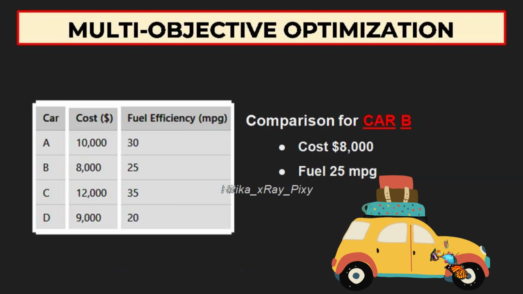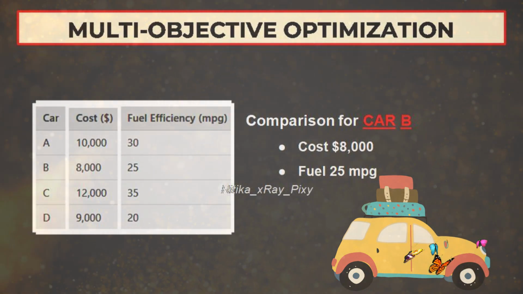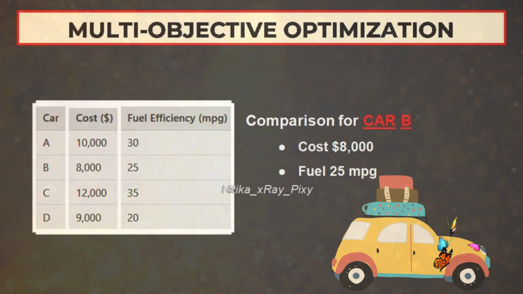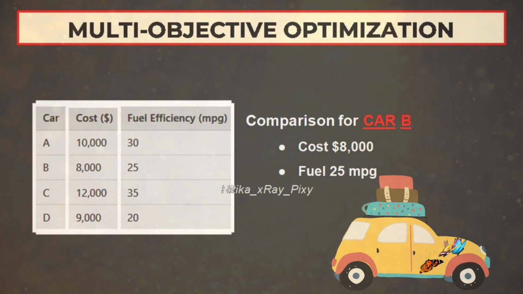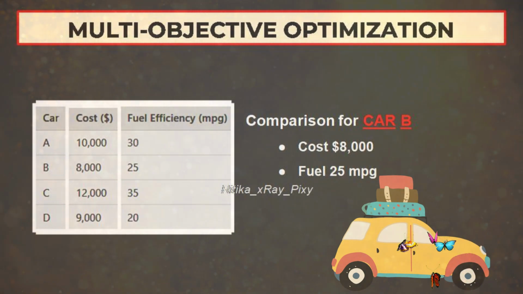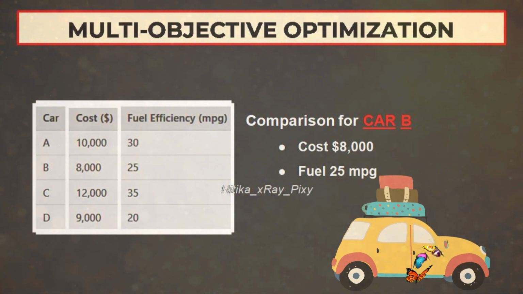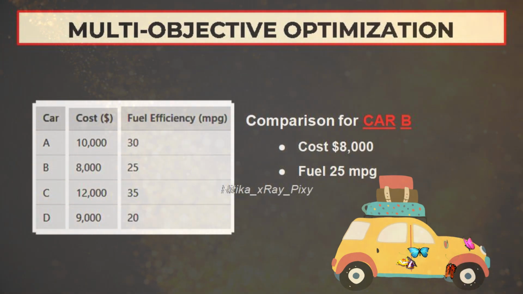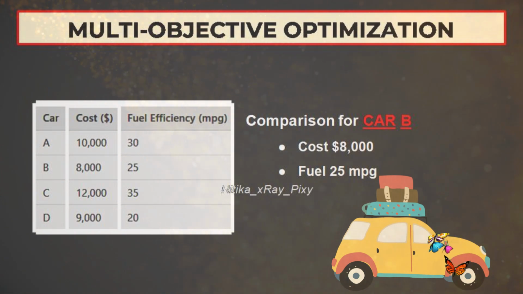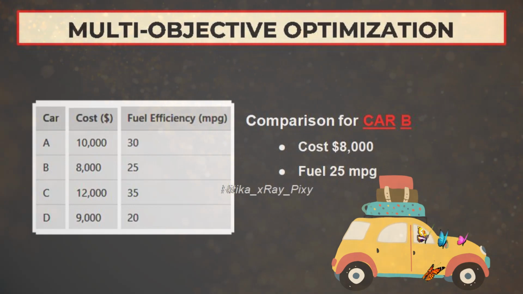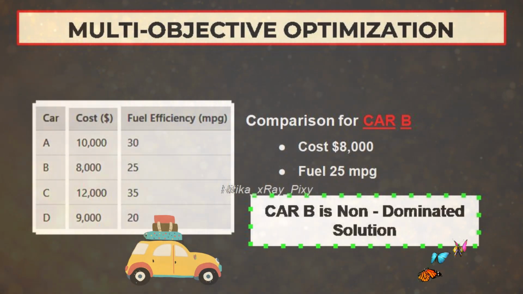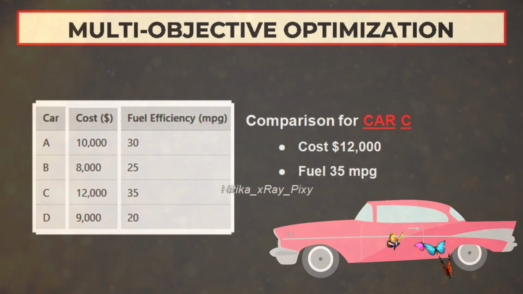Second, we have car B. Now we'll compare car B with the others. The cost for car B is $8,000 and the fuel efficiency is 25 mpg, that is 8.85 km per liter. Here you can see there is no car cheaper than $8,000 that offers more than 25 mpg. So this solution is also a non-dominated solution. Third, we have car C.